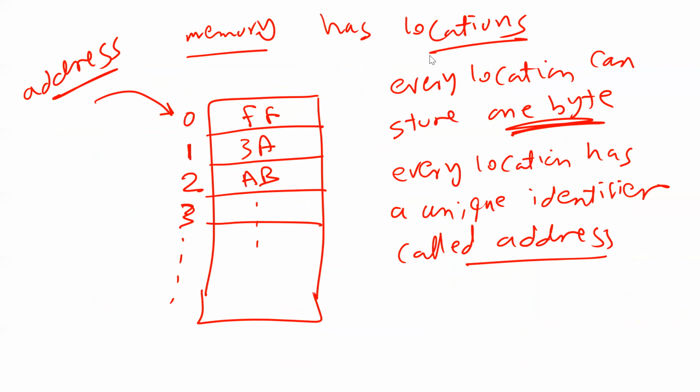The memory has locations, as you see here. Every location can store only one byte, one unit. Every location has a unique identifier, which we call an address. As I'm explaining here, this is location number 0, where I store the data FF. This is location number 1, where I store 3A. This is location number 2, where I store EB. Is that clear?